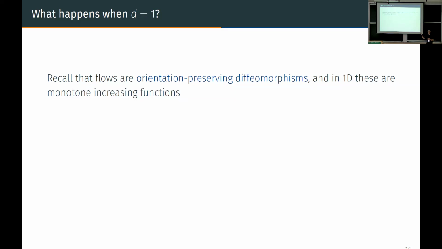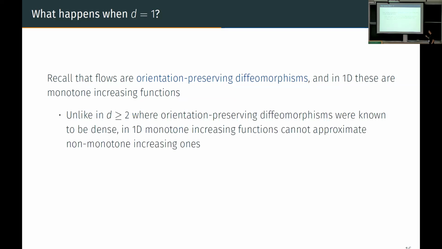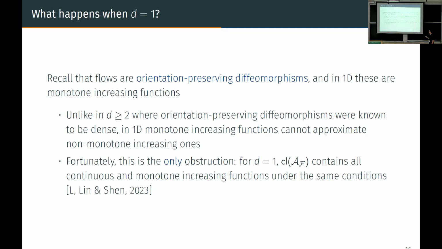So increasing functions cannot approximate any function that's not increasing, or non-decreasing. So we can't hope for it to be dense in local LP in 1D. But it turns out that this is the only obstruction. That means if you only care about increasing functions, then under the same conditions, it will still be dense. Okay, so that's the one-dimensional case.